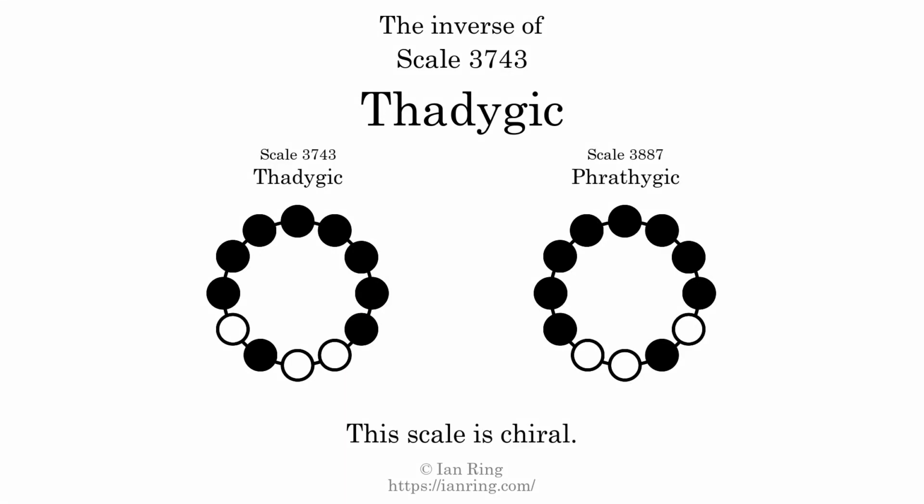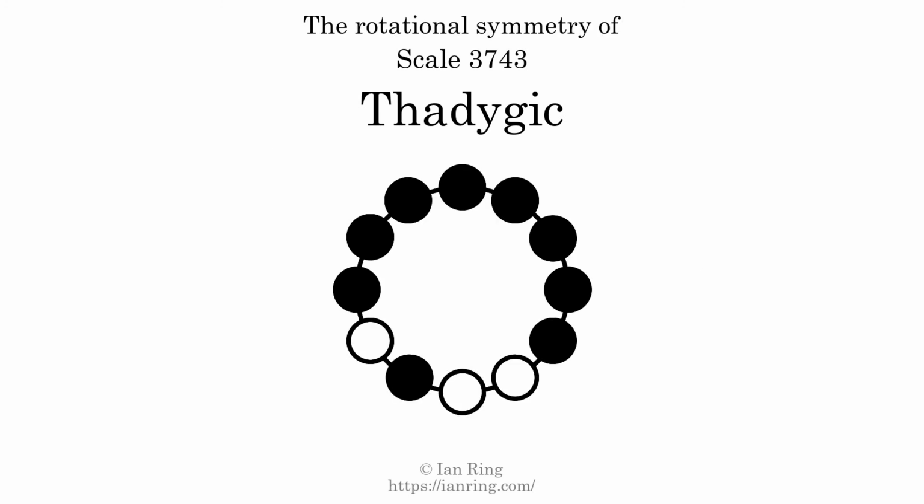The inverse of a scale is a mirror image. It is what you get when the sequence of intervals is reversed. The inverse of this scale is scale 3887, also known as Thadygic. This scale is chiral. It cannot transform into its inverse by rotational transformation. This scale has no rotational symmetry.